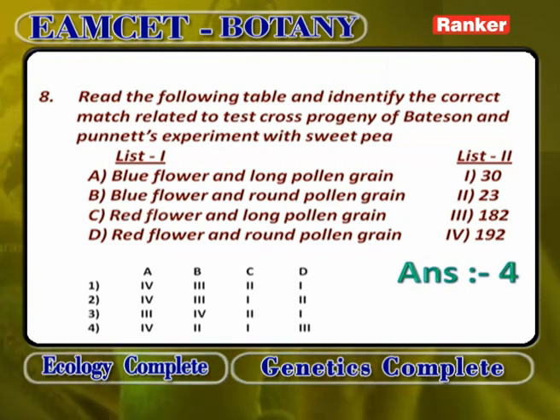Blue flower and long pollen grain is 192. Blue flower and round pollen is 23. Red flower and long pollen is only 23. Red flower and round pollen is 192. So the ratio will be 7:1:1:7. So for this question the answer is 4.